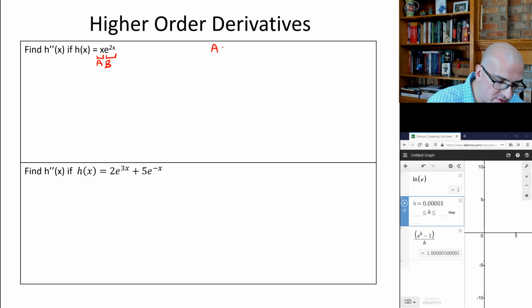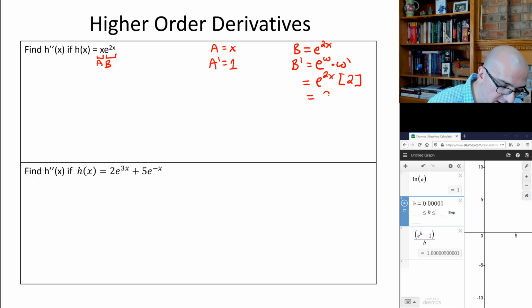So I'm going to label those x and e to the power of 2x. A prime, the derivative of 1 times x, is 1. B prime, we're going to have e to the w times w prime. So e to the 2x times 2, which I'll rewrite as 2e to the power of 2x.